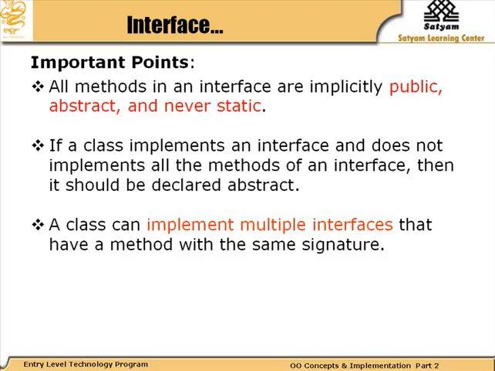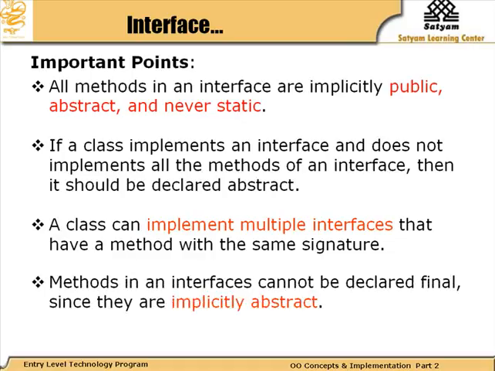A class can implement multiple interfaces that have a method with the same signature. Methods in an interface cannot be declared final since they are implicitly abstract. An abstract method can be overridden, whereas a final method cannot be overridden. Therefore, methods in an interface cannot be declared final.